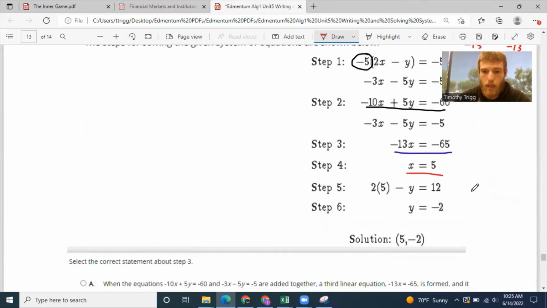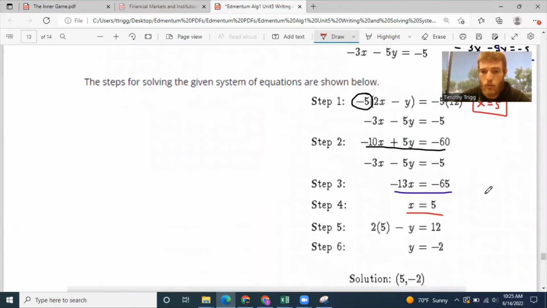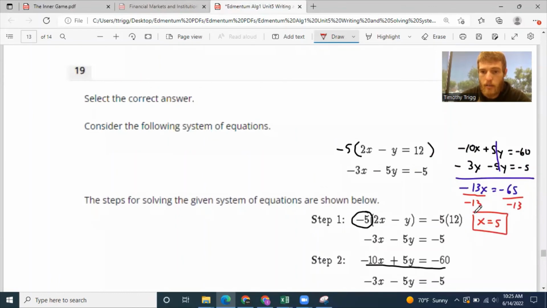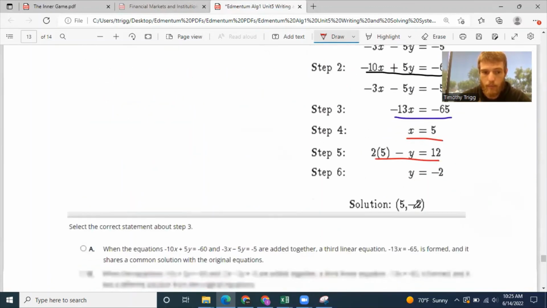Okay, good. Then they take this 5 and they plug it in for x into this equation. So they're replacing x here with the value 5. So that's going to become not 2x anymore. We're substituting the x. So 2 times 5 minus y equals 12. And looks like they have that correct.